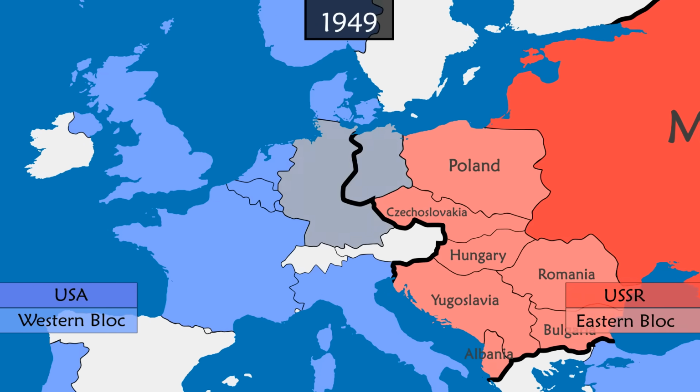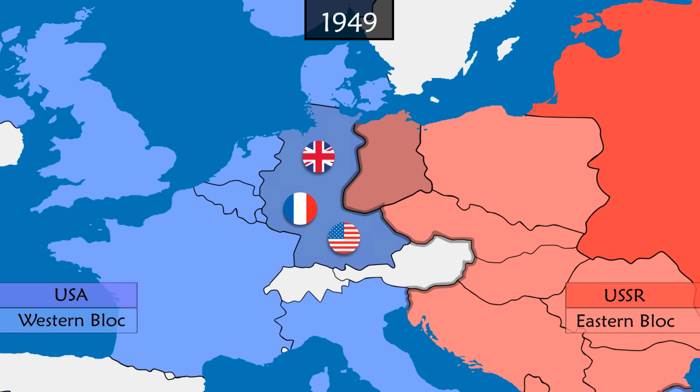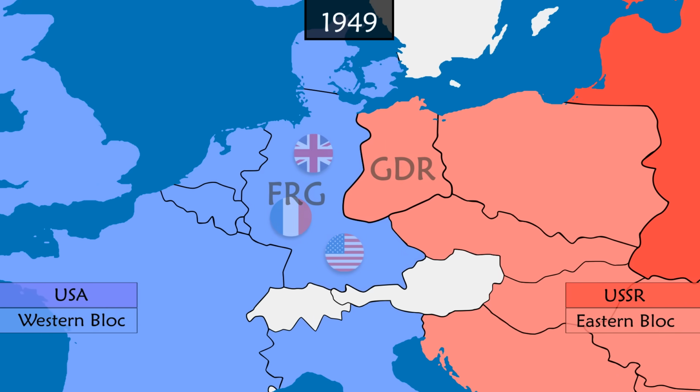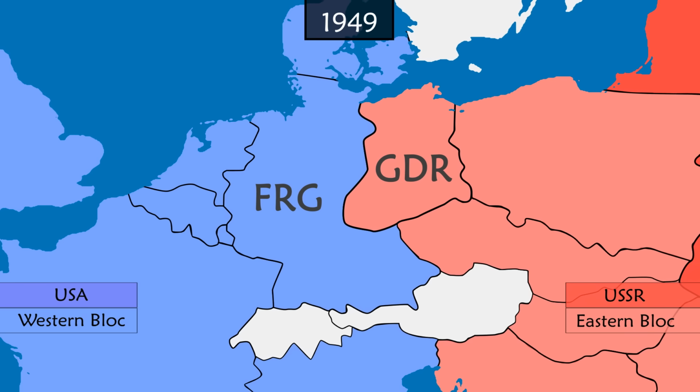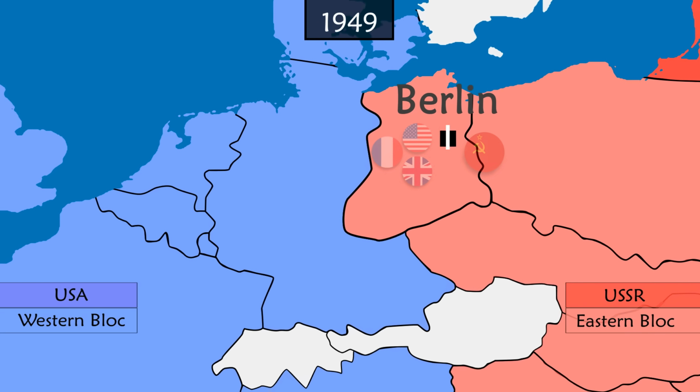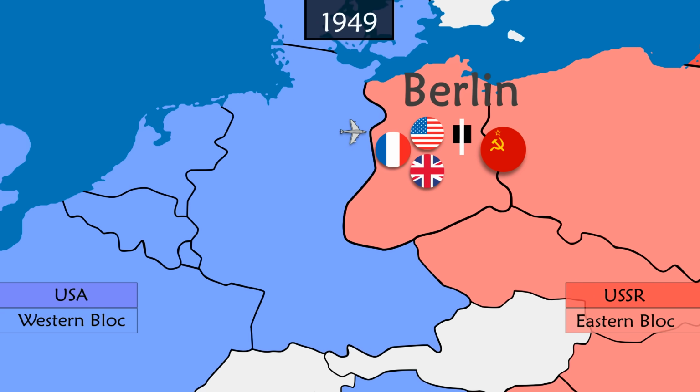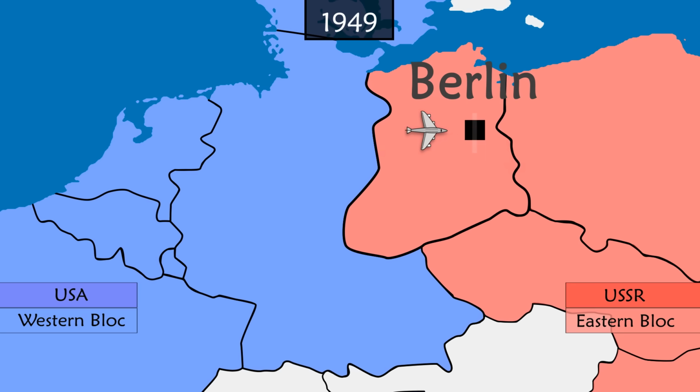In Germany, Allies merged territories they control in violation of agreements signed with the Soviets. In response, the Soviet Union imposes a blockade on West Berlin, which is still under Allied control. An airlift is set up to bring supplies to the area.